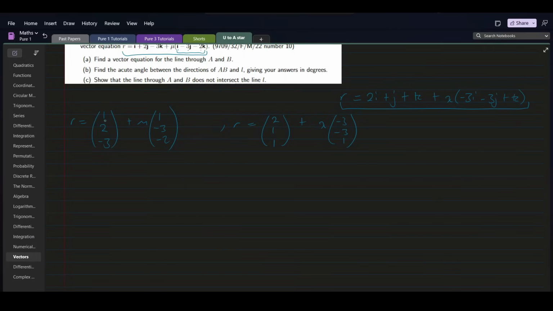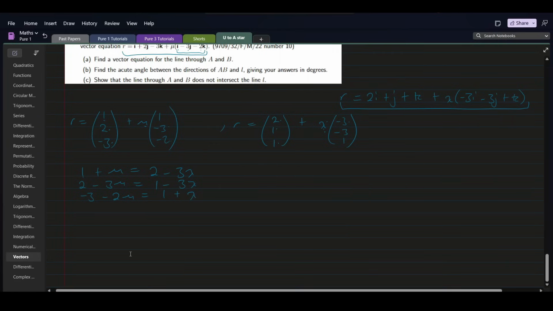So we'd have 1 plus mu times 1, that's 1 plus mu, and this should be equal to 2 plus lambda times negative 3, that's 2 minus 3 lambda. Then we'd have 2 plus mu times negative 3, which is 2 minus 3 mu, which would be equal to 1 plus lambda times negative 3, so that's 1 minus 3 lambda. And we'd have negative 3 plus mu times negative 2, so that's negative 3 minus 2 mu, and this should be equal to 1 plus lambda times 1, so that's 1 plus lambda.